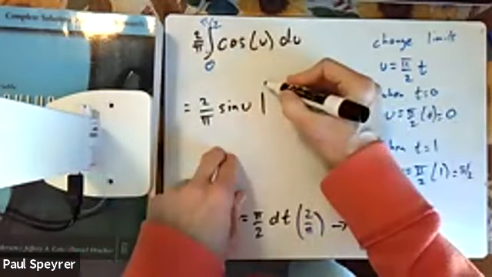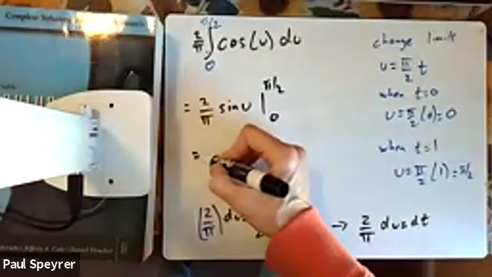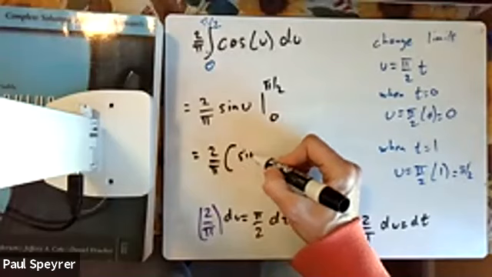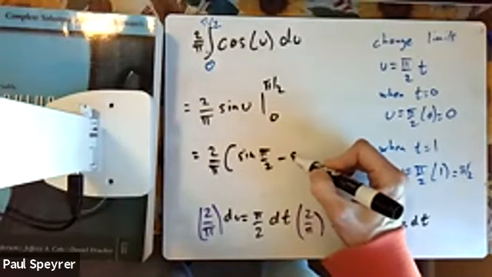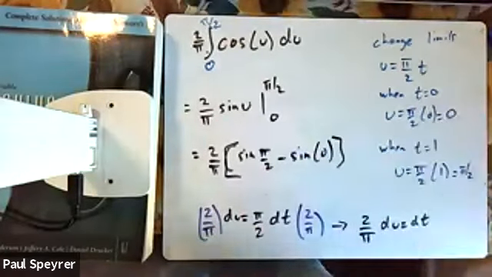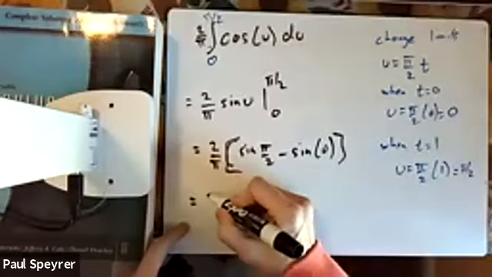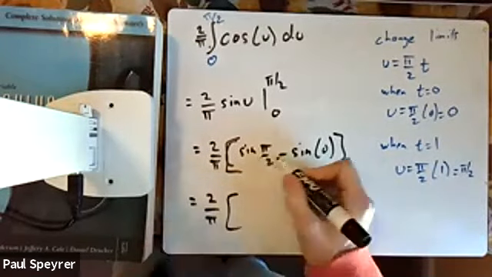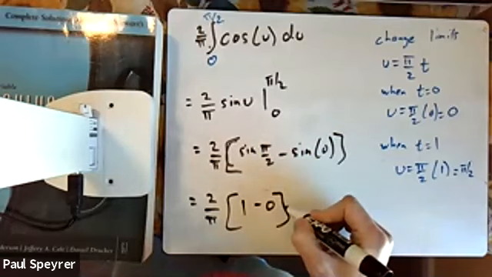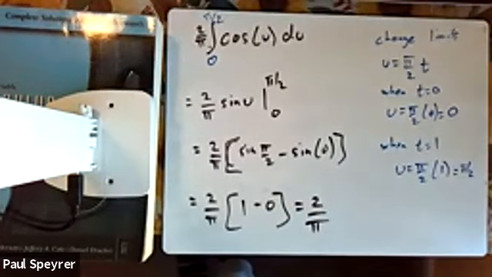So now we have pi over 2 to 0 as to how we're evaluating this. So this is 2 over pi, and then we have sine of pi over 2 minus sine of 0. So let's see what happens right here. We still have the 2 over pi. What's sine of pi over 2 going to be? That's 1, right? What's sine of 0? 0. 1 minus 0 is 1 times 2 over pi is 2 over pi. So there is your answer.